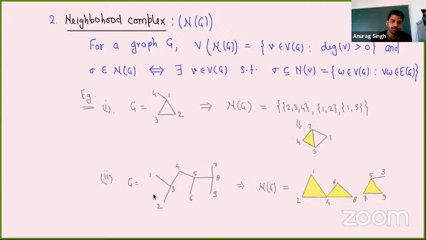Now let's take another graph and try to see what the neighborhood complex of this graph is. More or less, you take a vertex, you collect all the neighbors of this vertex and make it a face in the complex. So let's say I have taken 3. The neighbors are 1, 2 and 4. So 1, 2, 4 is a simplex in the complex. Similarly, you take 4, then the neighbors are 3 and 5. 3 and 5 is again a face in the complex. Similarly, you take 5 and collect all the neighbors, you take 8 and collect all the neighbors and so on. So this is how you get the neighborhood complex.